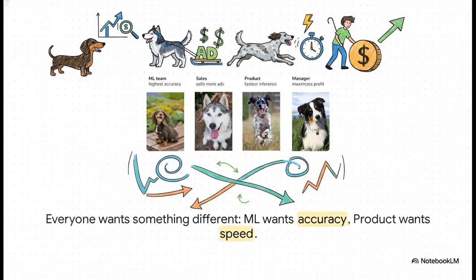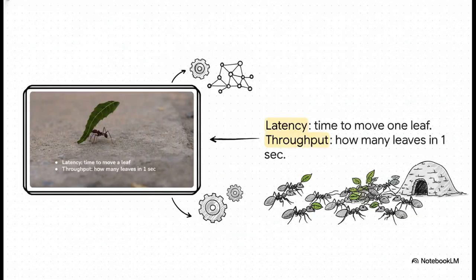And this slide, I love this. It just perfectly captures those competing goals. You've got the ML team. They're like this happy little dachshund. All they want is the highest possible accuracy. But then the sales team, they're the husky. They need the model to help sell more ads. The product team is this energetic setter demanding the fastest possible inference. That's the raw speed of a single prediction. And the manager? They're just trying to herd all these competing needs towards the one goal that matters to them, maximizing profit. And this just brilliantly illustrates that even a simple word like performance isn't a single thing.